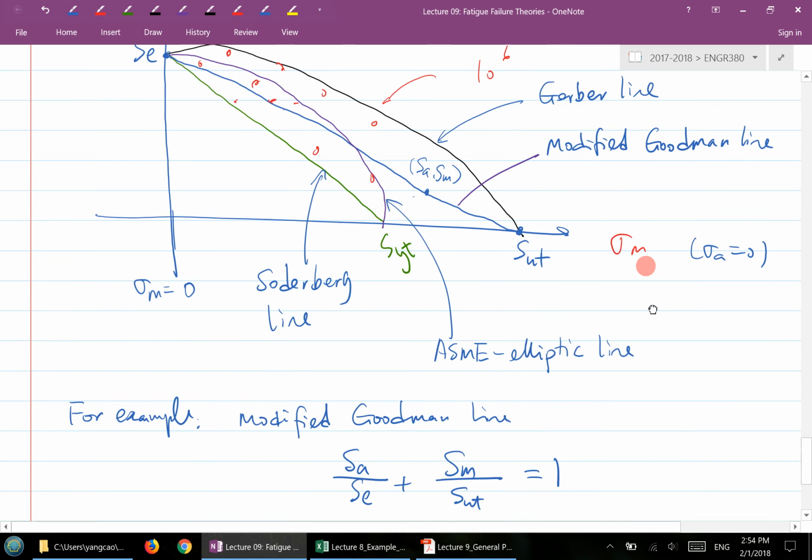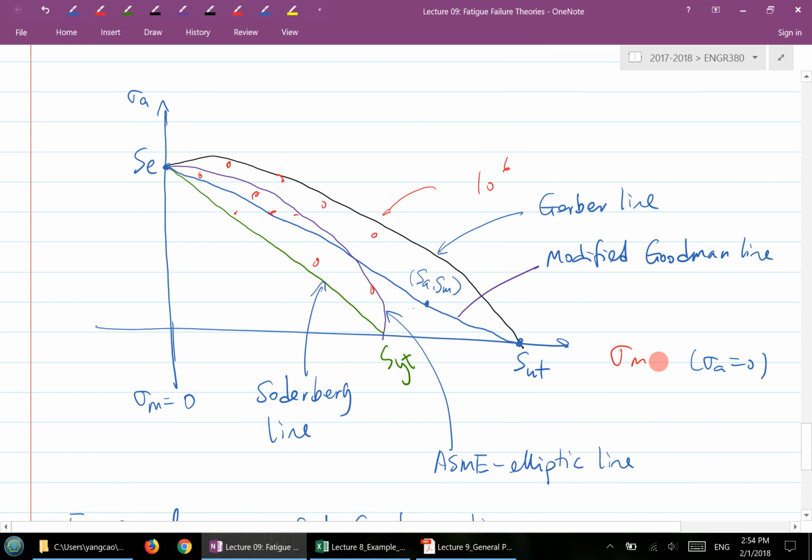Okay, so let me go back to this diagram here. Now there is one more criterion. For this one, you connect this SYT, and it goes up here. There's another SYT here. So you construct a straight line here, connecting SYT and SYT on both the vertical and horizontal axes.